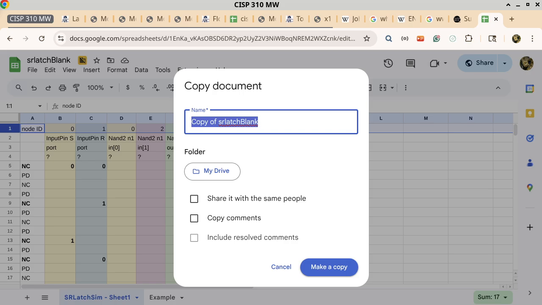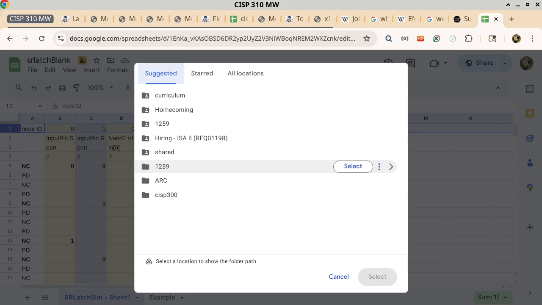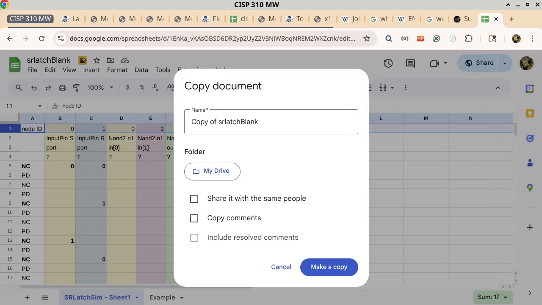So what you will need to do is to go to the folder and change it to your own Google Drive first. Okay, because if you don't do that, then it will try to create the copy or the new file in the folder that you do not have write access to. All right, so this is kind of an important step. The rest is kind of up to you.